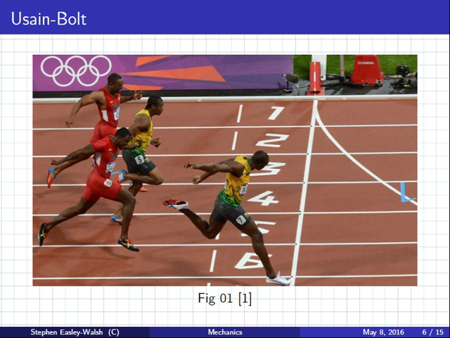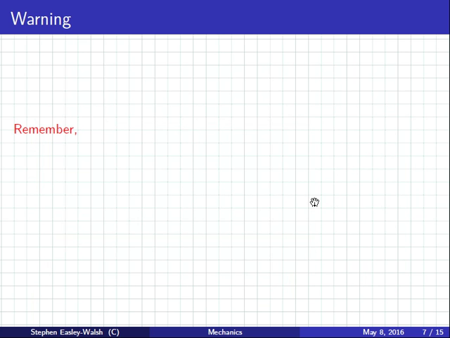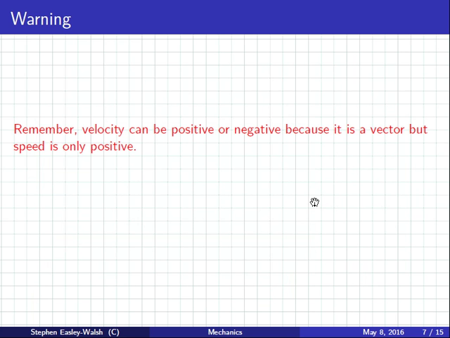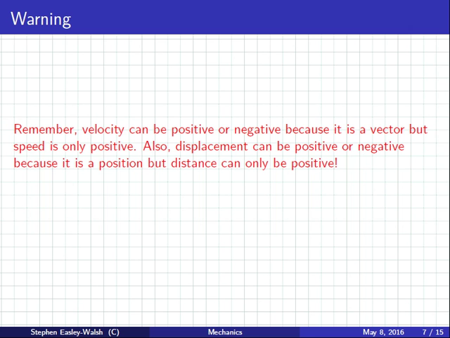Okay. So remember, velocity can be positive or negative. Positive is forward and negative is backward, because it's a vector. But speed is only positive. Also, displacement can be positive or negative, again forwards or backwards, because it's a position, but distance can only be positive. Do not confuse speed and velocity or distance and displacement. So this is in red and it has warning up the top. So you might want to make some note here not to make this mistake. You don't have to write all of this, but make some note.